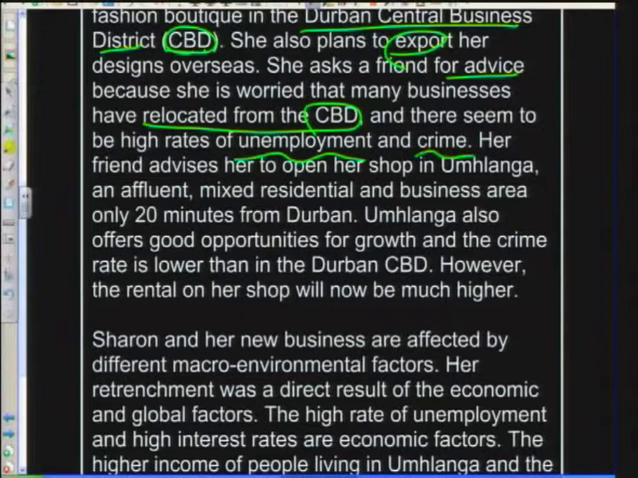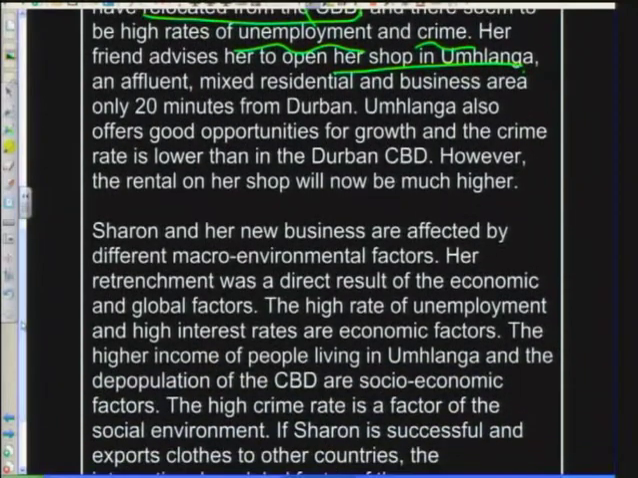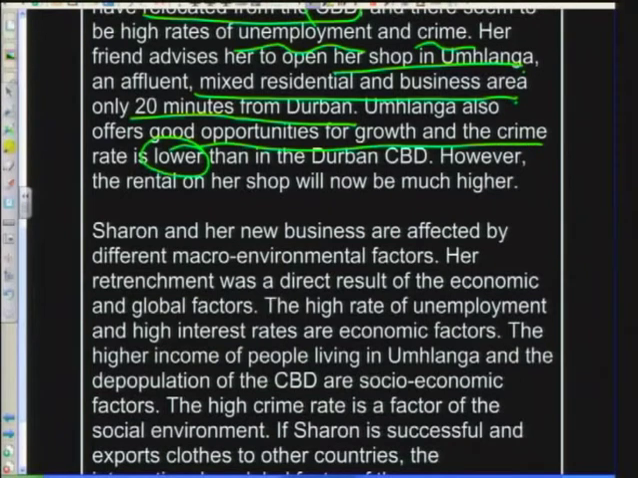and crime. Her friend advised her to open her shop in Umhlanga, rather, which is an affluent mixed residential and business area, only about 20 minutes away from Durban. Umhlanga also offers good opportunities for growth, and the crime rate there is lower than in the CBD. However, the rental on her shop will now be much higher.